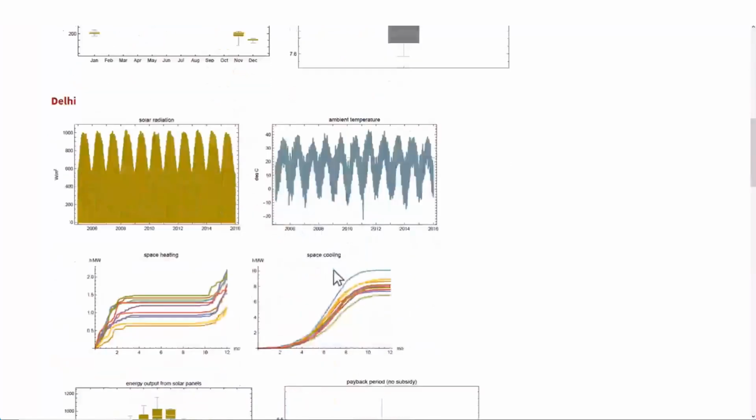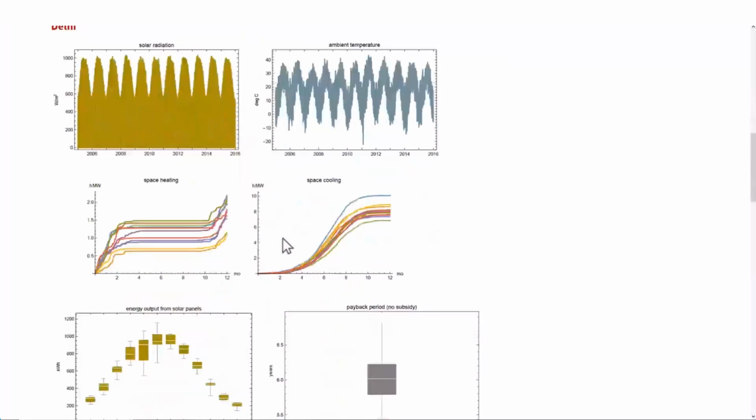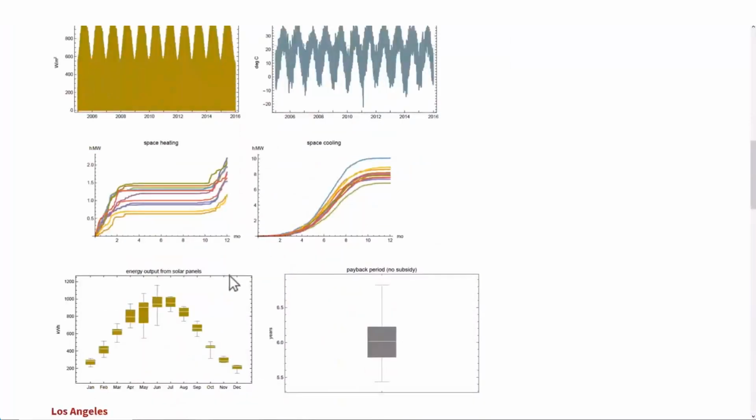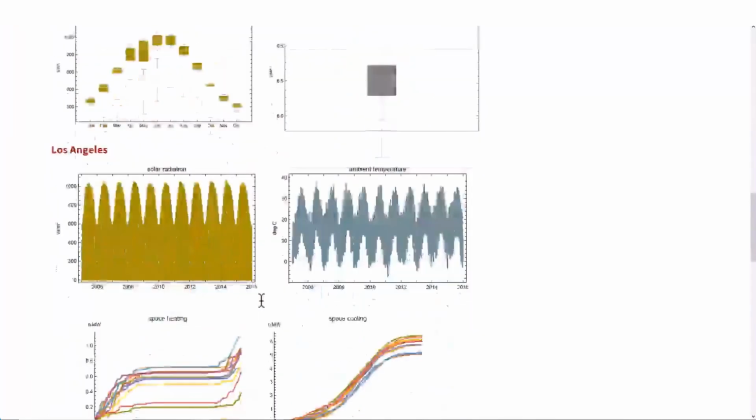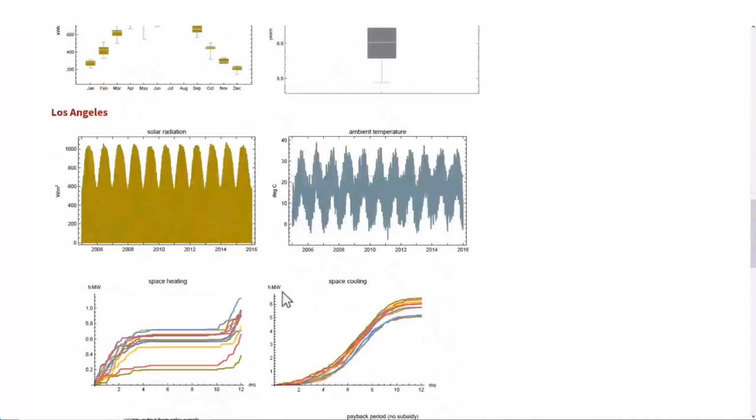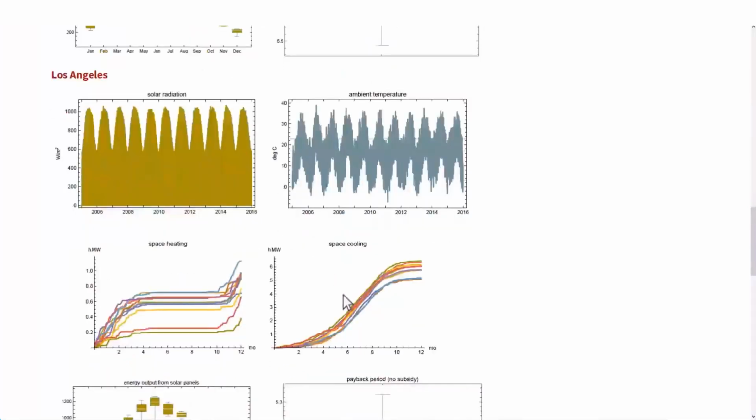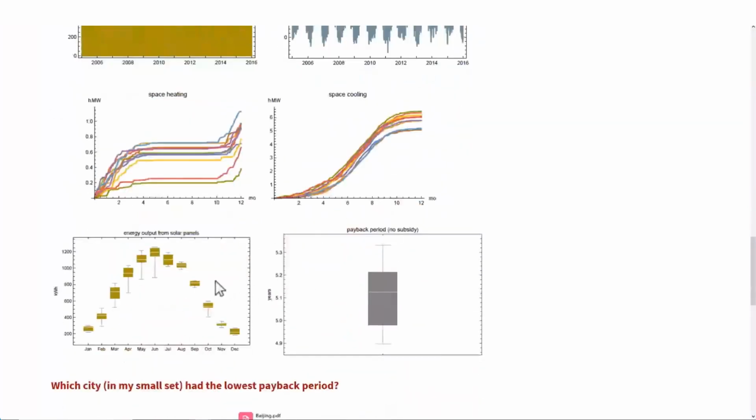Delhi, on the other hand, has a high cooling demand due to its warmer climate. It benefits from excellent solar radiation with a peak production of 1000 kilowatt hour in June. The payback period is approximately 6 years. And finally, Los Angeles also experiences a wide temperature range from 5 to 40 degrees Celsius, but has higher cooling demand compared to heating. It benefits from very good solar radiation with a peak production of 1200 kilowatt hour in June. The payback period is notably shorter at around 5 years.